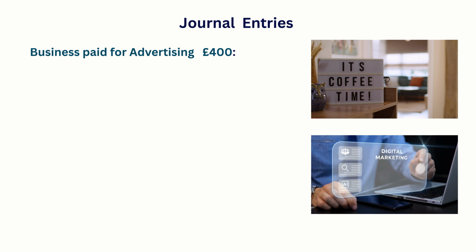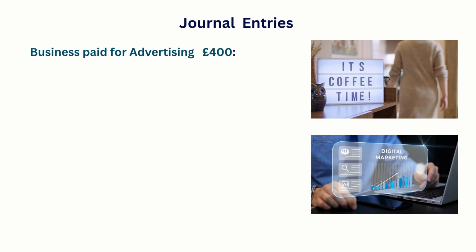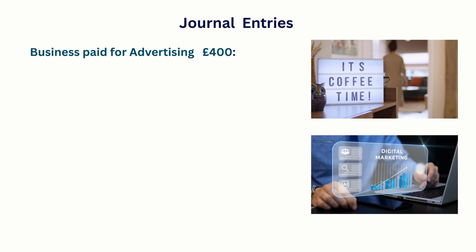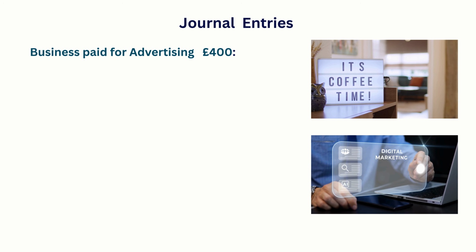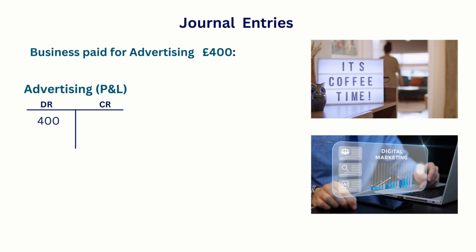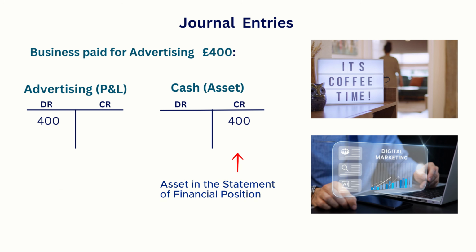Now let's look at the next transaction, advertising paid of £400. The business has paid for advertising, such as social media ads or promotional materials, to help attract customers. Let's apply double entry. We debit advertising expense because expenses increase, and credit cash account because cash is decreasing. Advertising is an expense, so it reduces profit by £400 in the statement of profit or loss. Cash is an asset. It decreases by £400 in the statement of financial position.